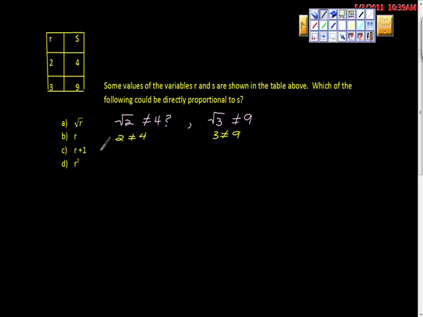How about s is equal to r plus 1? So we'd have 2 plus 1. 2 plus 1 would have to be equal to 4. Is that true? Is 3 plus 1 equal to 9? Is that true? Not only aren't they both true, but neither of them are true.